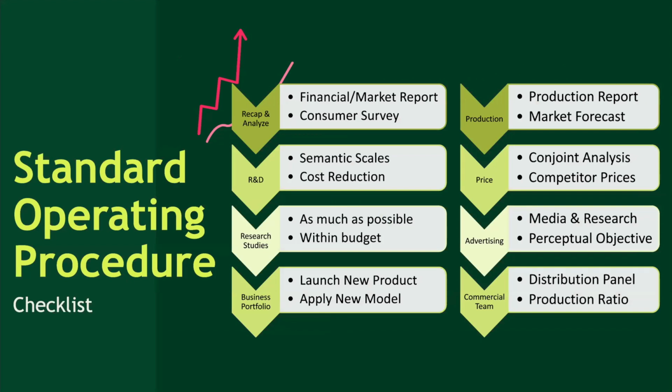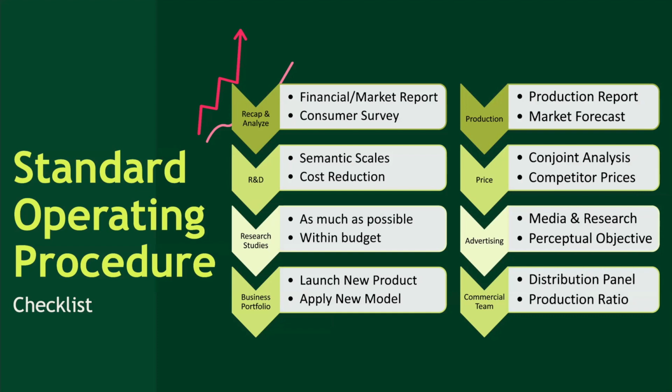For the next step, we made a standard operating procedure checklist to help us navigate through each period and ensure we covered all important information before making decisions. The main components of the checklist include the recap and analyze section, which is a review of the financial report, market report, and consumer survey to see how we were doing during the last period.